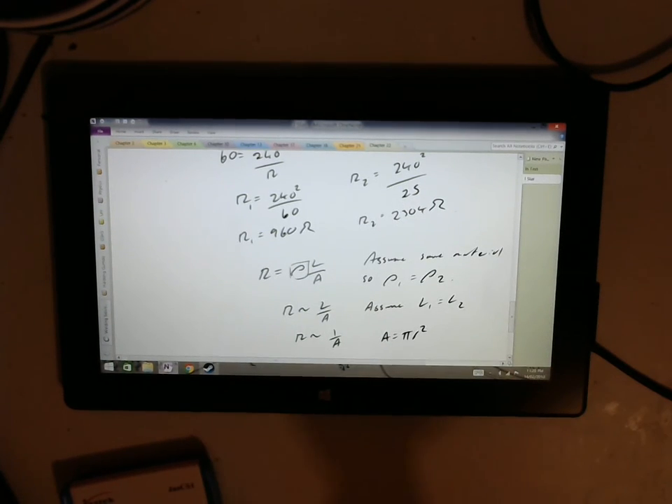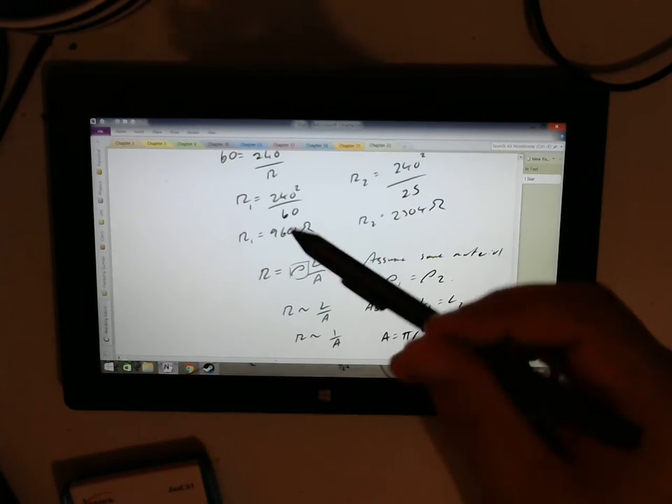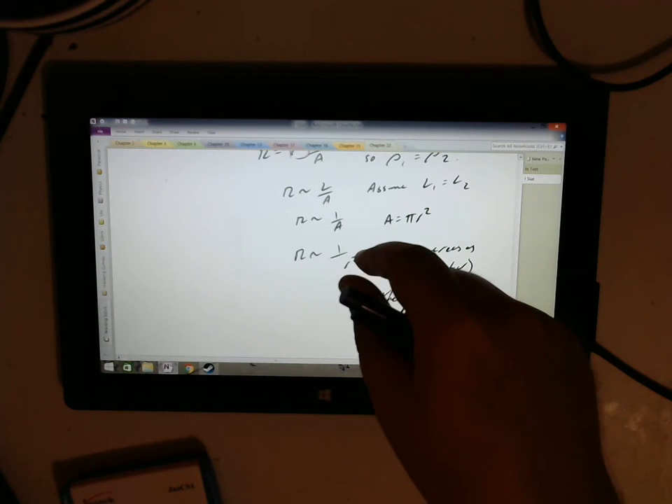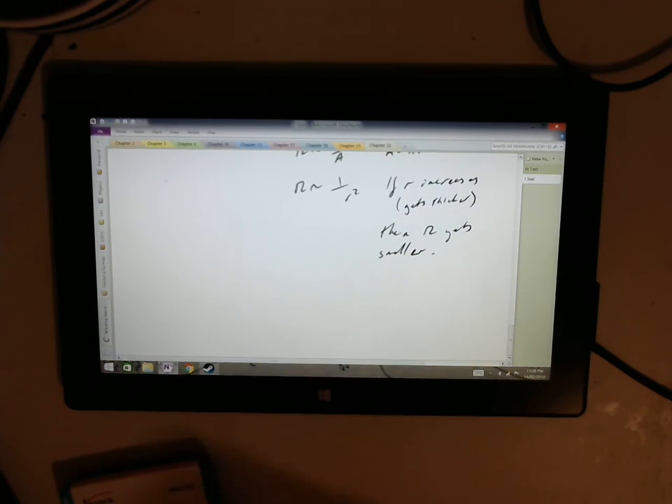Now, if length was different between these two wires, though, because we assumed that length was going to be the same, then this might not be true. Maybe a shorter, thicker wire might have a higher resistance than a longer, thinner wire. They're both linear proportions. It's just a matter that one makes it small, one makes it big.